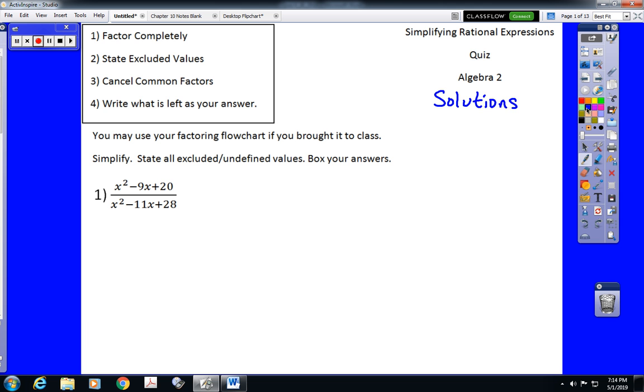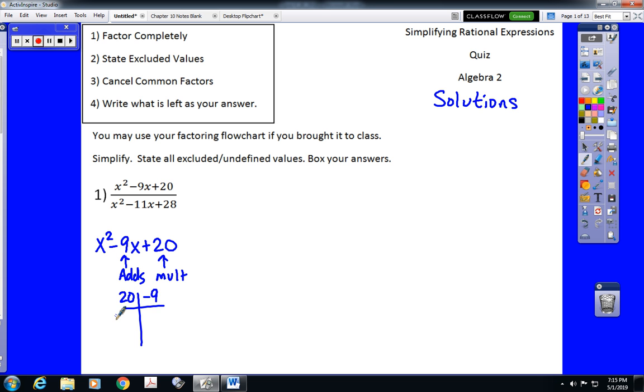So the numerator of this particular problem is the trinomial x squared minus 9x plus 20. That is simple trinomial factoring. We are looking for a pair of numbers that multiplies to 20 and adds to negative 9. You may have seen me do this before. Multiplies to positive 20, adds to negative 9.